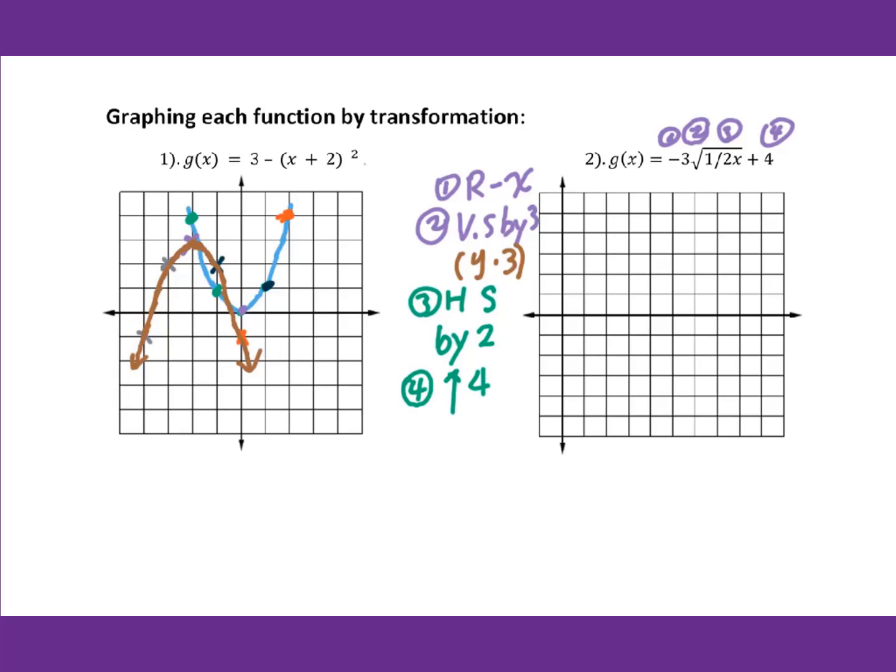Parent function for number 2, that's y equals square root of x. Table, you will get 0, 1, and 4. So we got 0, 1, 2. For square root of x, this x cannot be negative. Therefore, we got (0, 0), (1, 1), and (4, 2) here. We connect these 3 points to get the parent function.